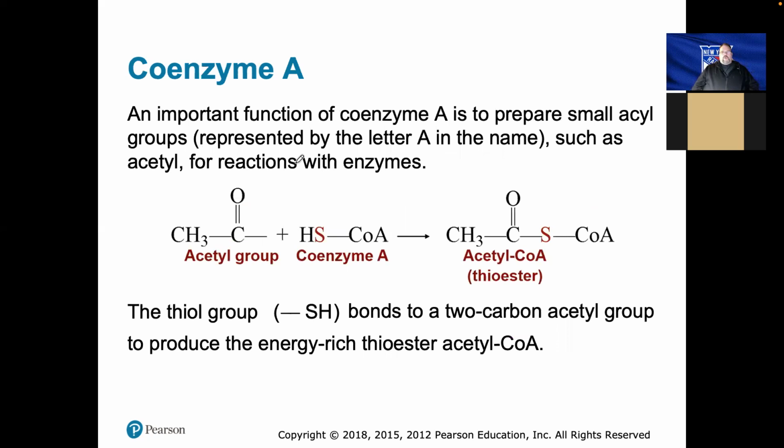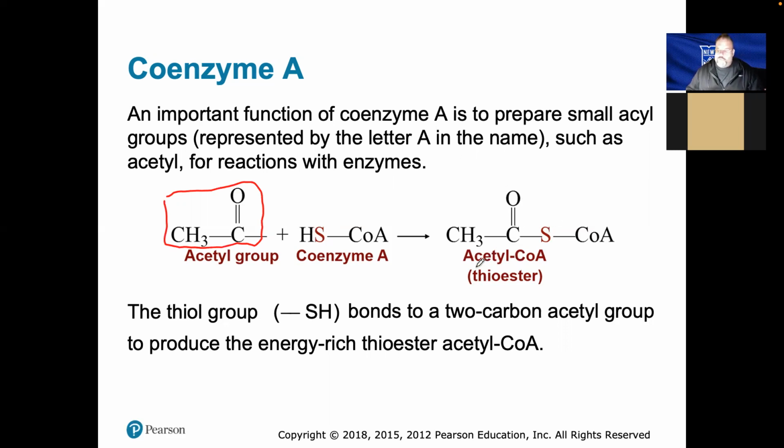So an important function of coenzyme A is to prepare small acyl groups, represented by the letter A in the name, such as acetyl, for reactions with enzymes. An acetyl group is the following: you have CH3 connected to C double bond O, and that carbon is usually connected to something else. But this 2-carbon group right here is what is known as the acetyl group. Now, as we'll see, when you react that with coenzyme A, you get the formation of a thioester, a C double bond O connected to sulfur.